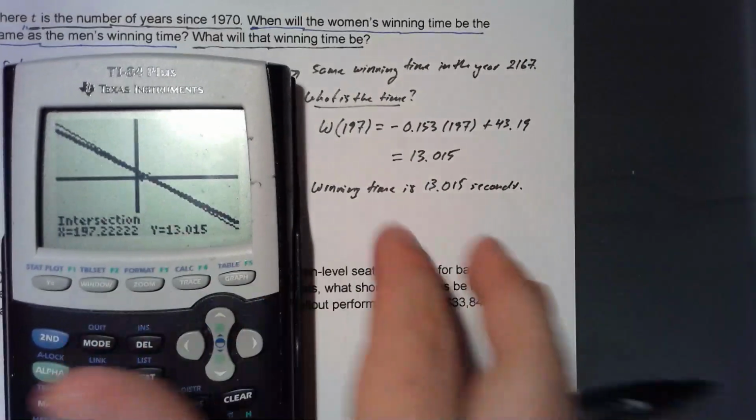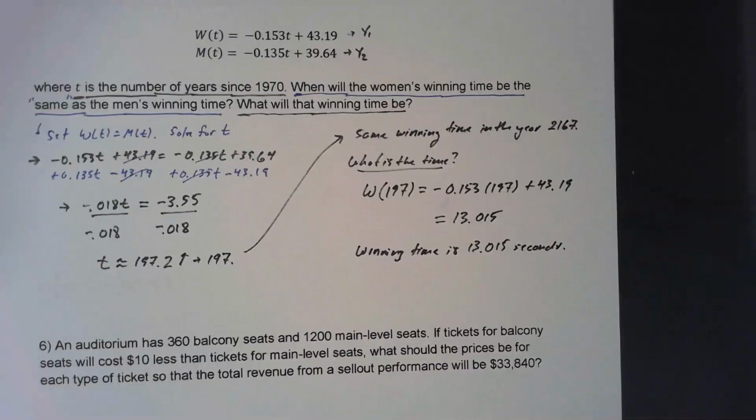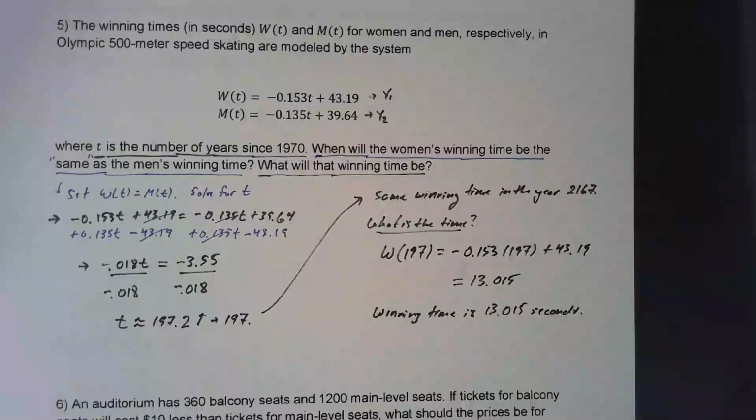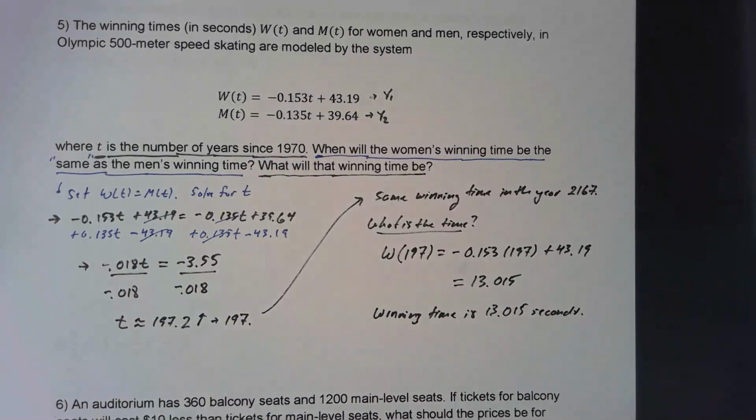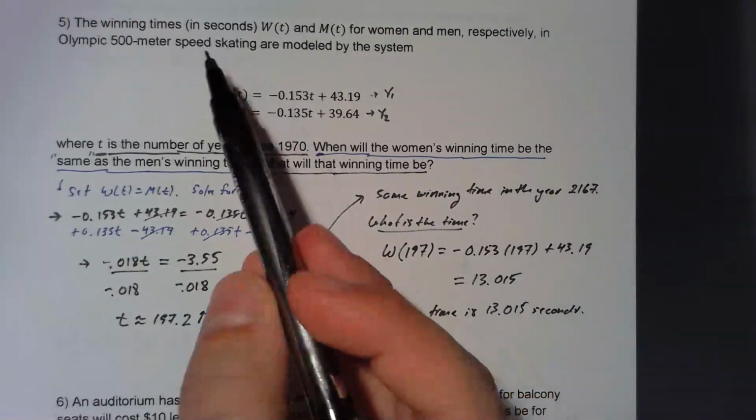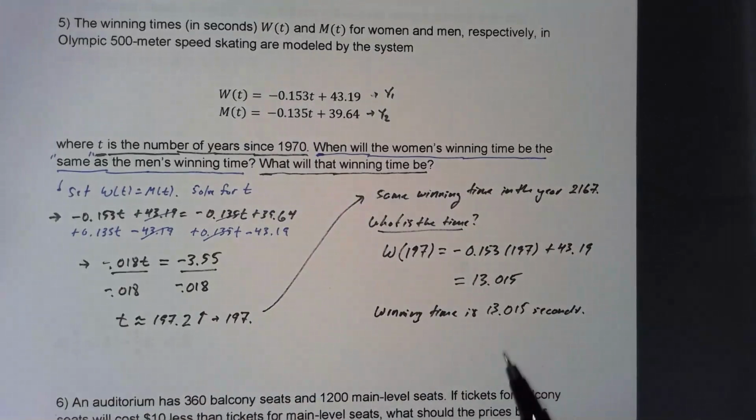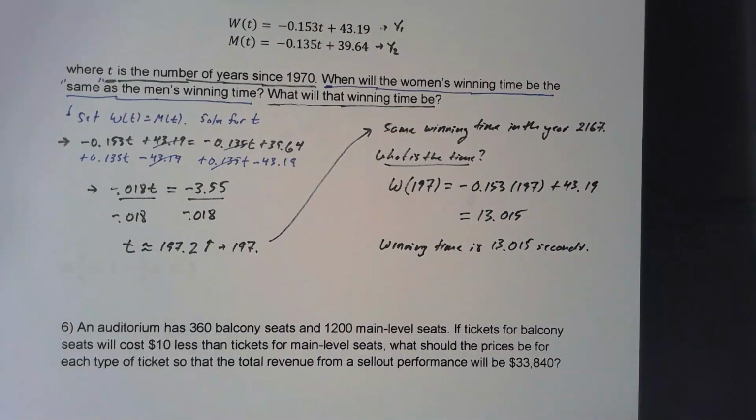So yeah, this is obviously model breakdown. Even though I don't ask that, that is model breakdown, because unless they're going at the speed of light, I don't know how they're going to finish a 500-meter speed skating race in 13 seconds. That would be pretty impressive.